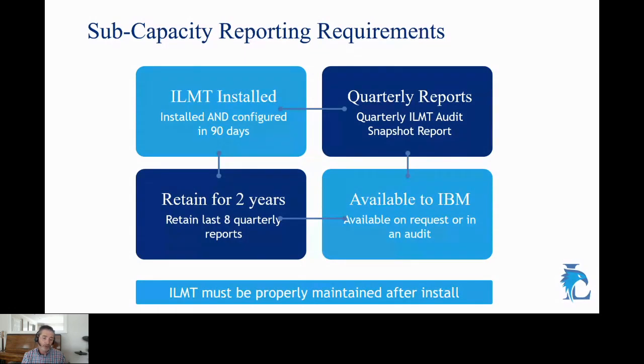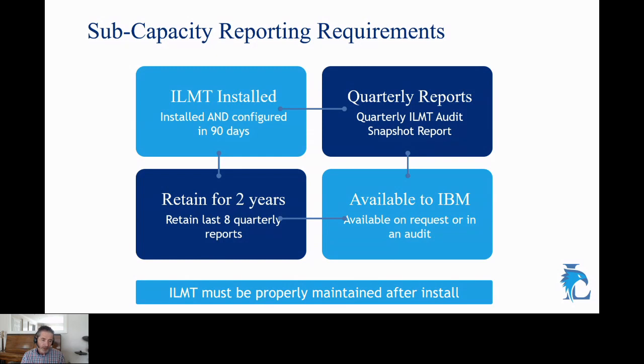You're going to need to maintain 2 years' worth, or 8, of these. The actual report itself is called the ILMT audit snapshot. It's actually 12 reports in a zip file, but essentially it contains the information you'll need when it comes to, first of all, understanding yourself. And I do strongly recommend you review these before you go archiving them off or sending them to IBM. But it'll contain all the information that is required by IBM to track your usage and to grant you the subcapacity benefits.